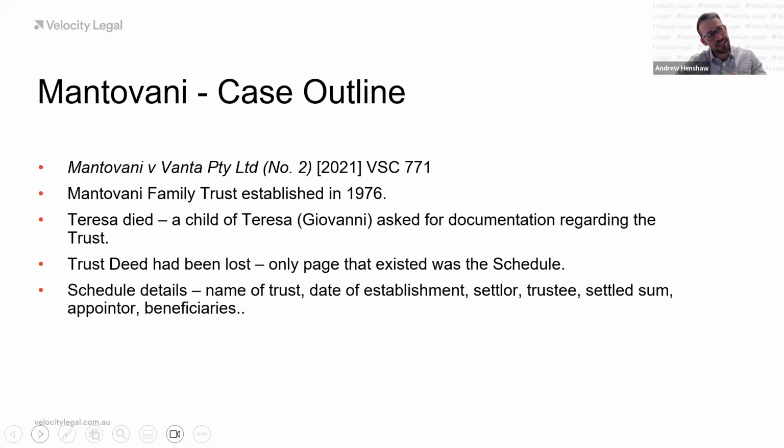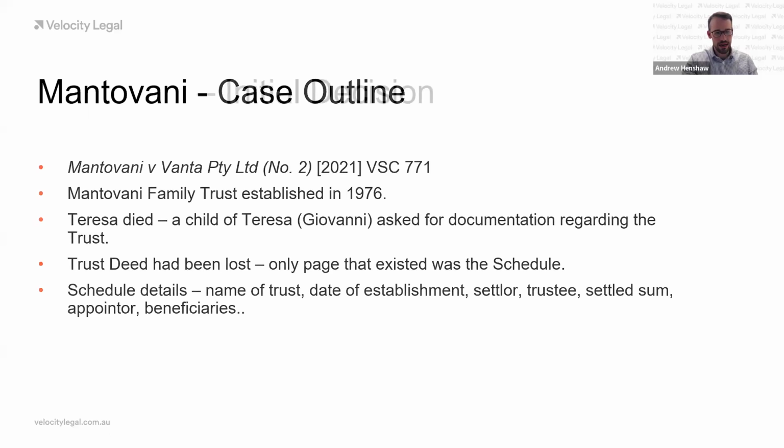Problem is that, well, that's just a schedule. Without the actual document itself, who knows? We can kind of infer what a settlor does and what a pointer does, for example, but without the actual trust deed, you don't really know. You can guess, and you're probably right, but you don't actually know.